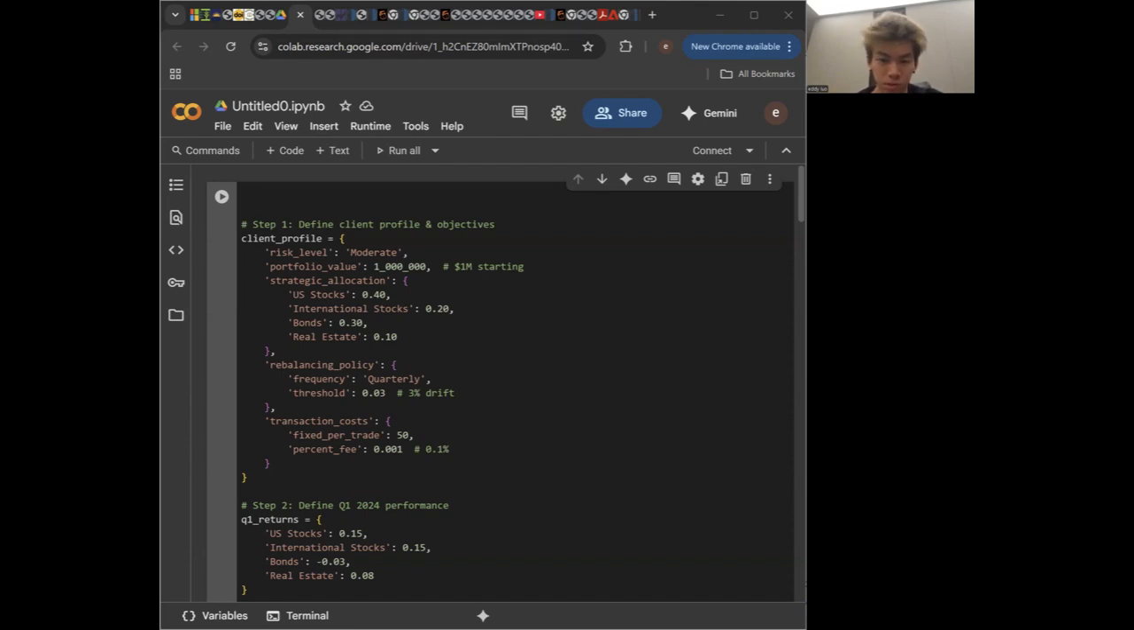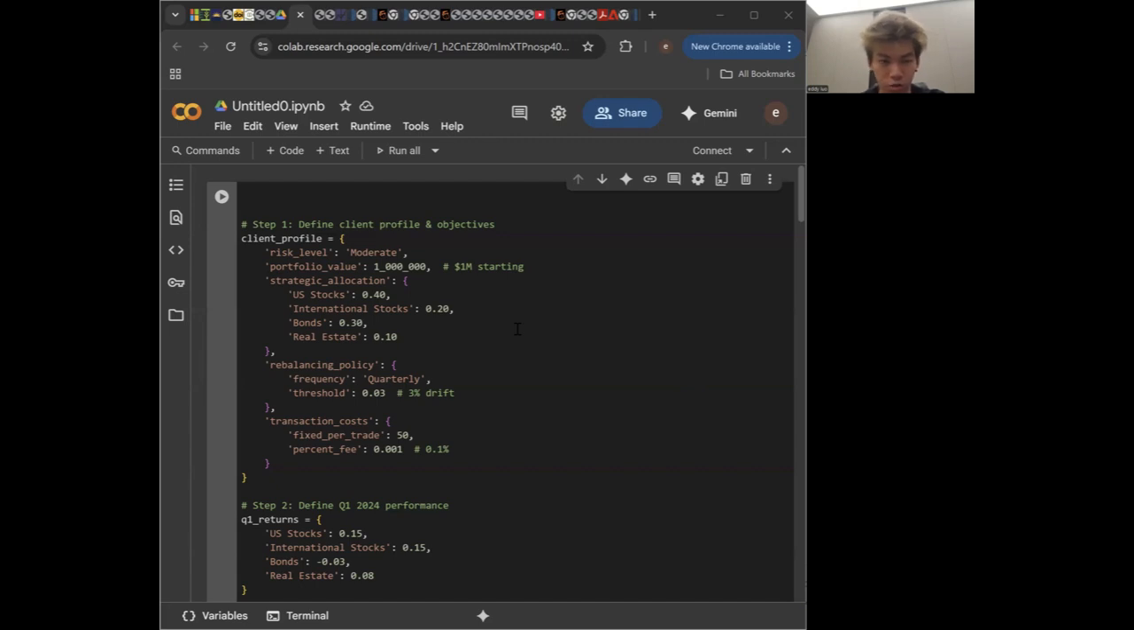The client is allocating his portfolio as 40% US stocks, 20% international stocks, 30% bonds and 10% real estate. The goal of this analysis is to review the portfolio after the quarter one 2024 market movement, calculate the drift, and decide if we need to rebalance the portfolio.